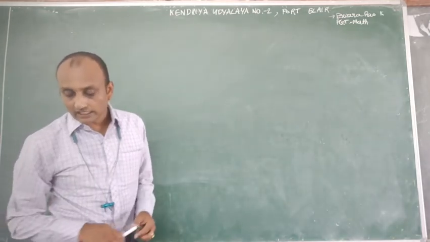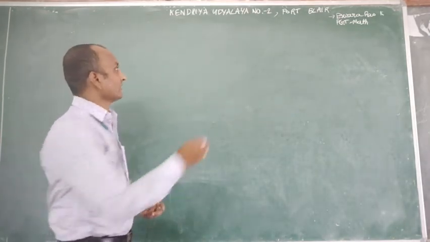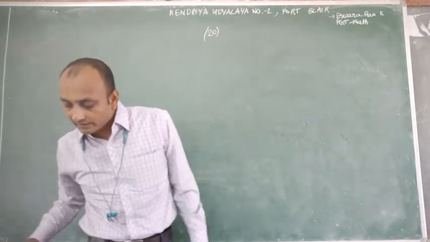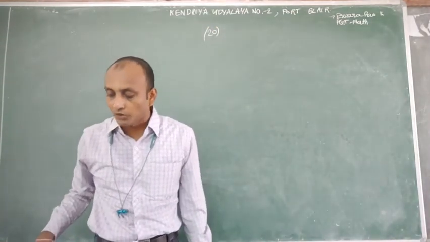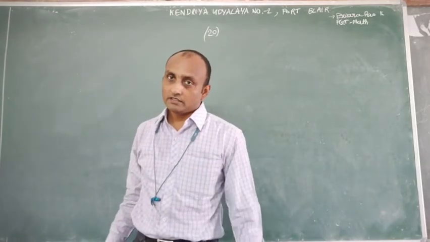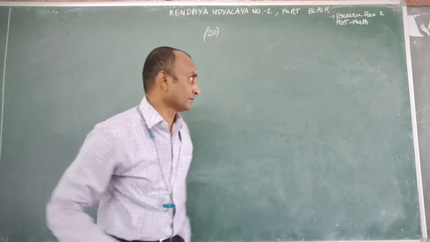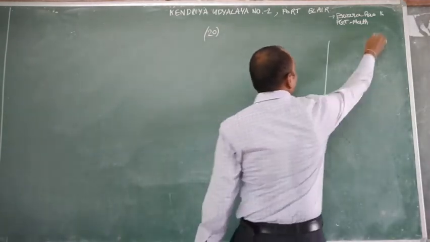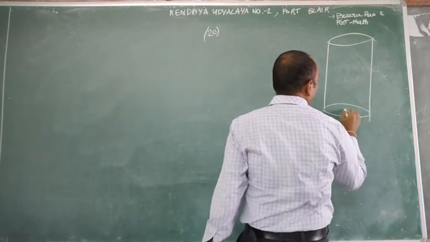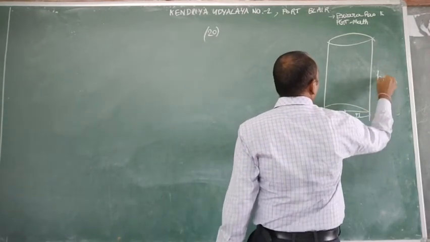Question number 20. Show that the right circular cylinder of given surface area and the maximum volume is such that the height is equal to the diameter of the base. Height is equal to the diameter of the base. This is the cylinder. Radius I am taking r, height I am taking h.